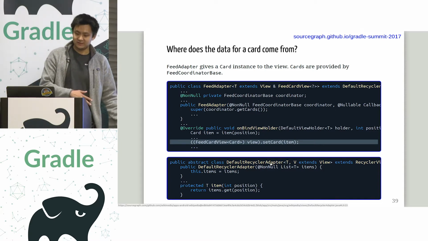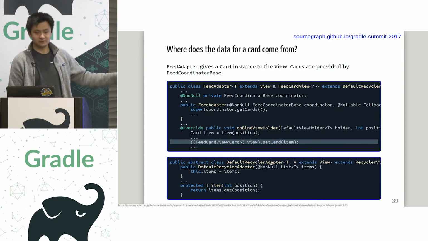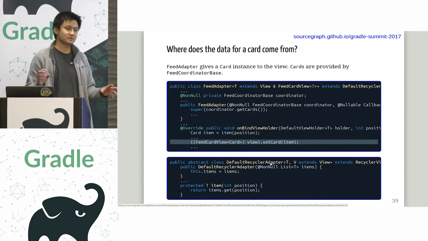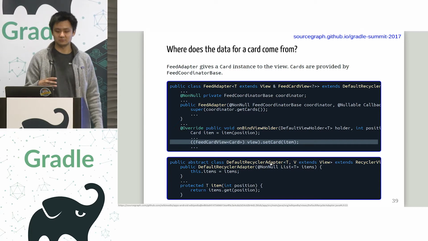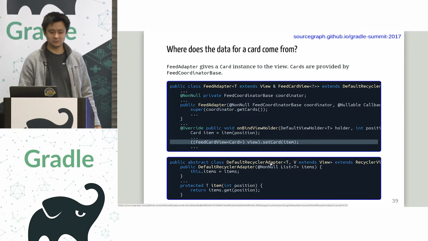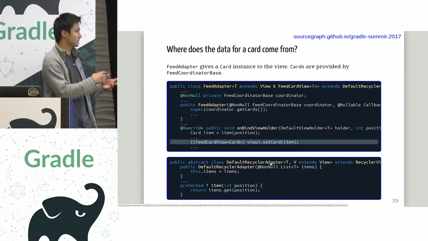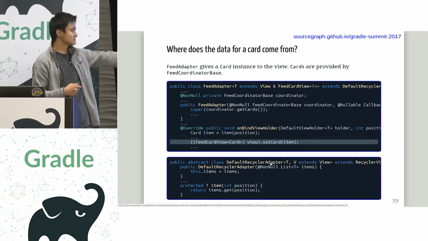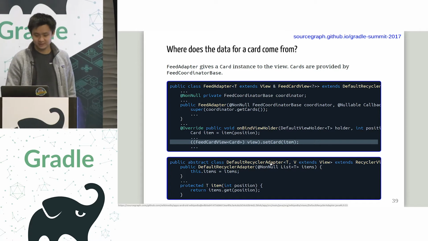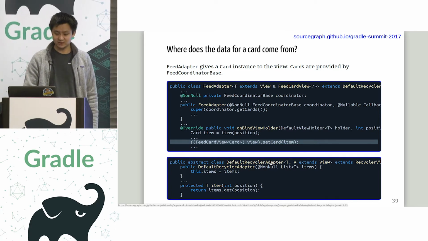So we jump back to feed adapter, and we go back to that onBindViewHolder method, because that's where the subview actually gets bound to new data. And we try to figure out, what data is actually bound to that subview. And one of the things it invokes is this setCard method. So that seems like it's setting some sort of model class.